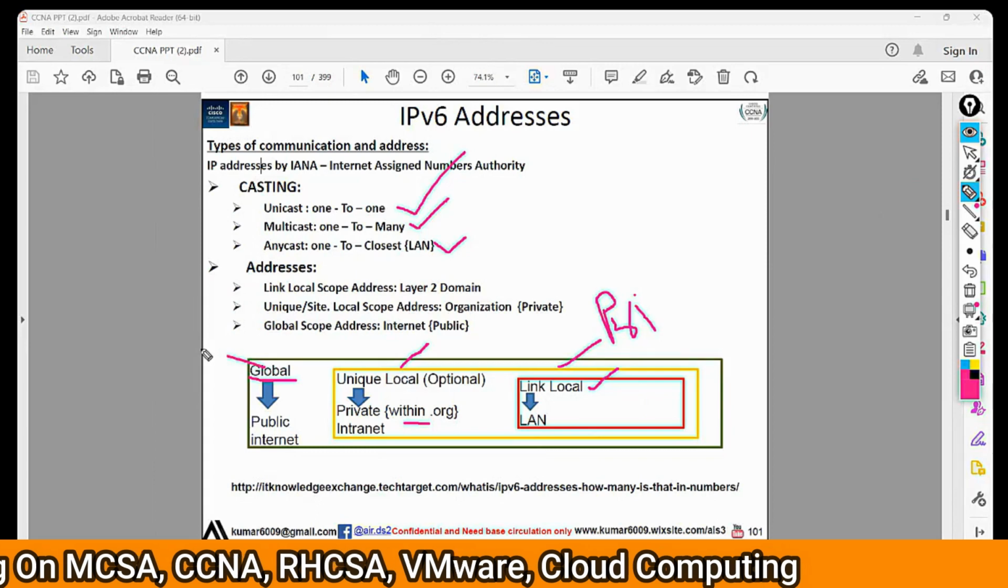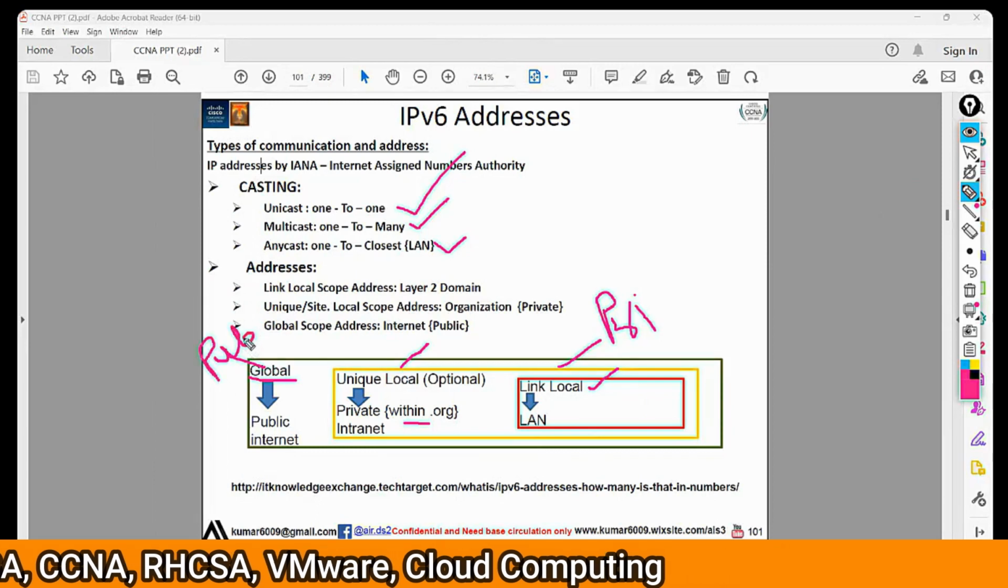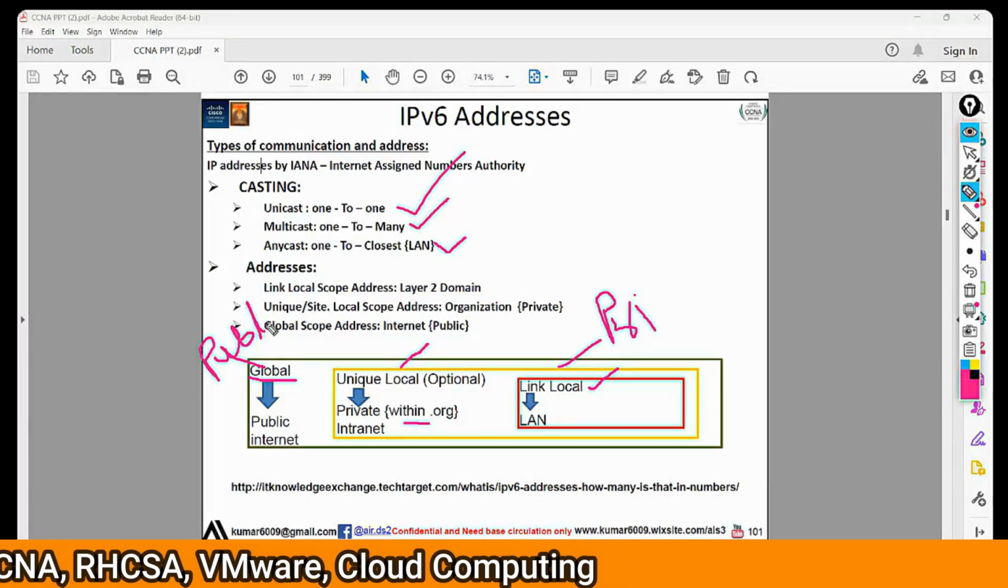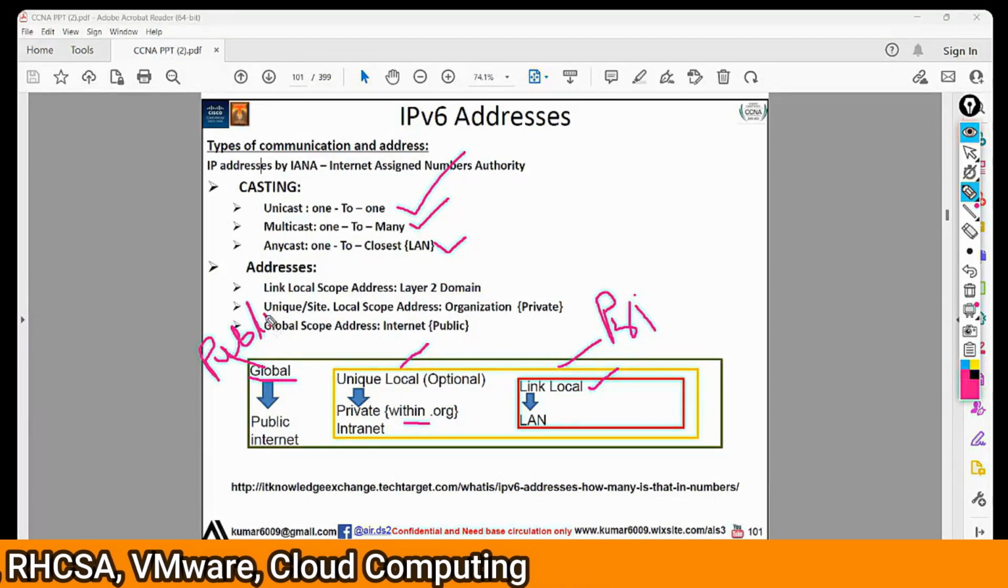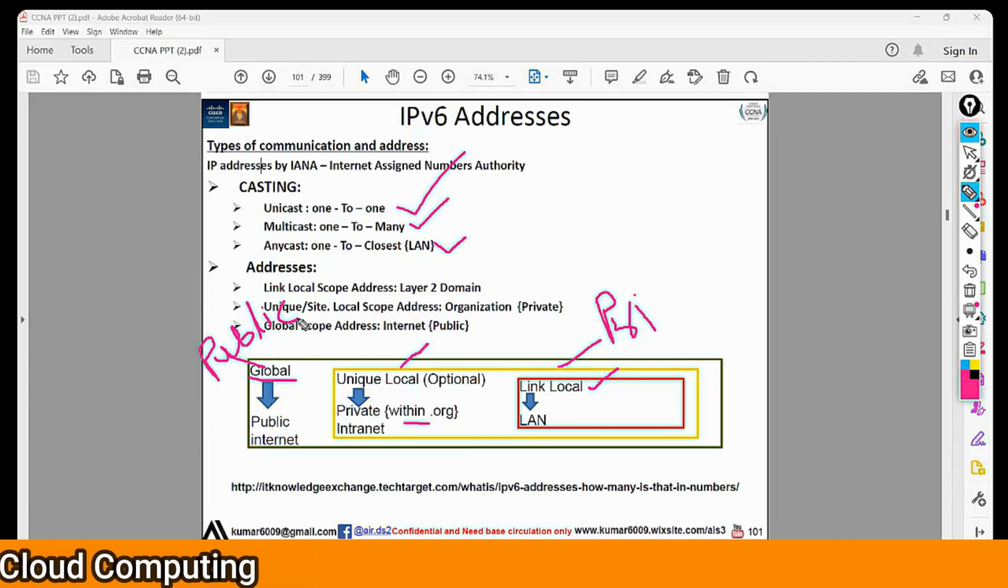The global scope is equivalent to public. In IPv4, if you want to go to the internet, you use a public IP, right? Which you purchase from an ISP, correct? In the same way, for global scope you have to pay money, but link local and unique local get configured automatically.